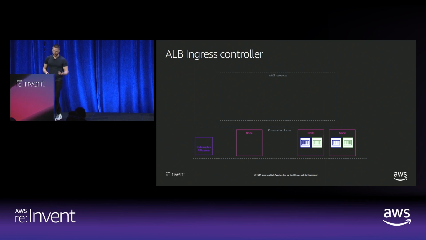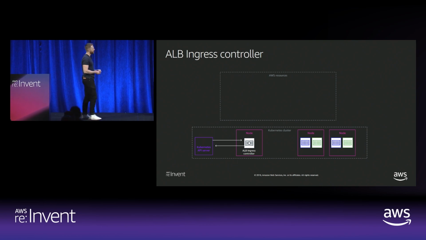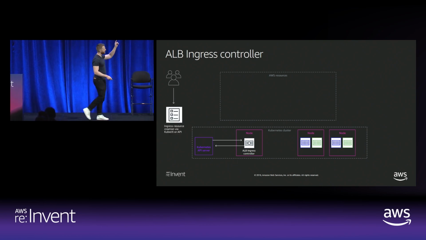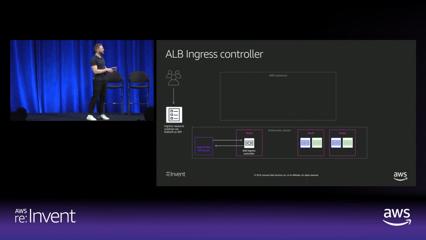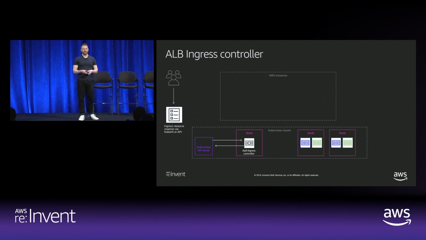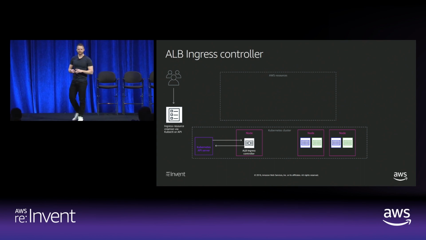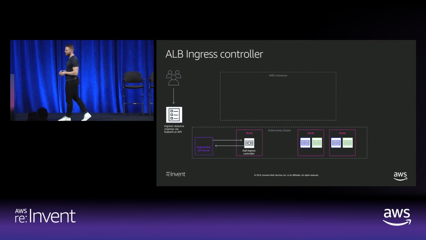So to use the ALB Ingress controller, you would first deploy it as a deployment on one of your worker nodes. This is just a little app that watches the API server. It just spins and looks for notifications from the API server, essentially, that say, hey, someone's created an Ingress resource. You can think about an Ingress resource as being analogous to a service resource or a service definition when you create a regular load balancer.